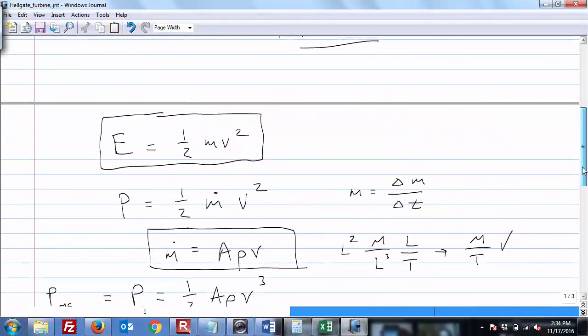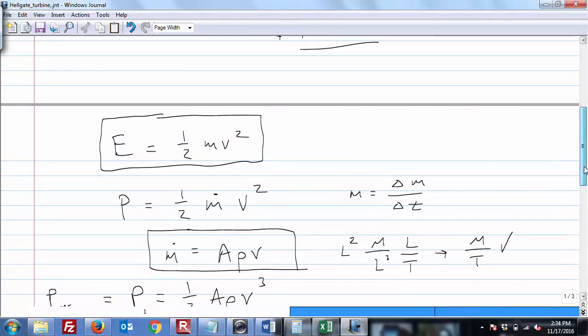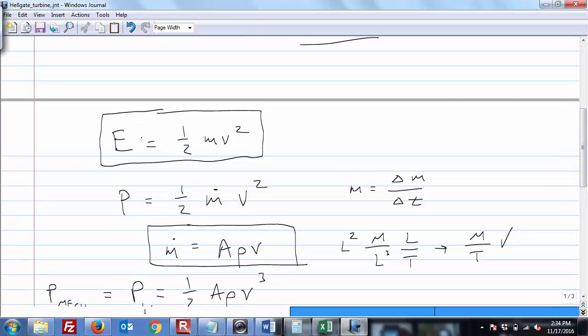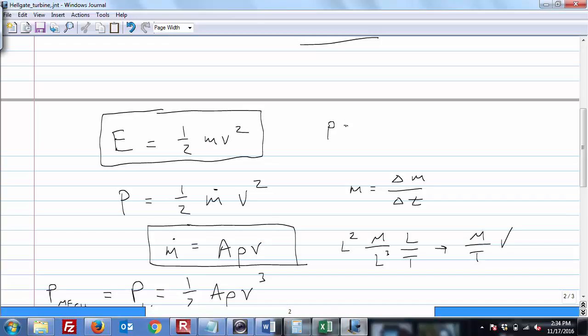Okay. And I just realized I made one little mistake, but we'll fix that easily. So we started off with the formula for kinetic energy, E equals 1/2 mv squared. We then know that power equals delta E over delta T, or power equals E dot. It's the time rate of change of energy.